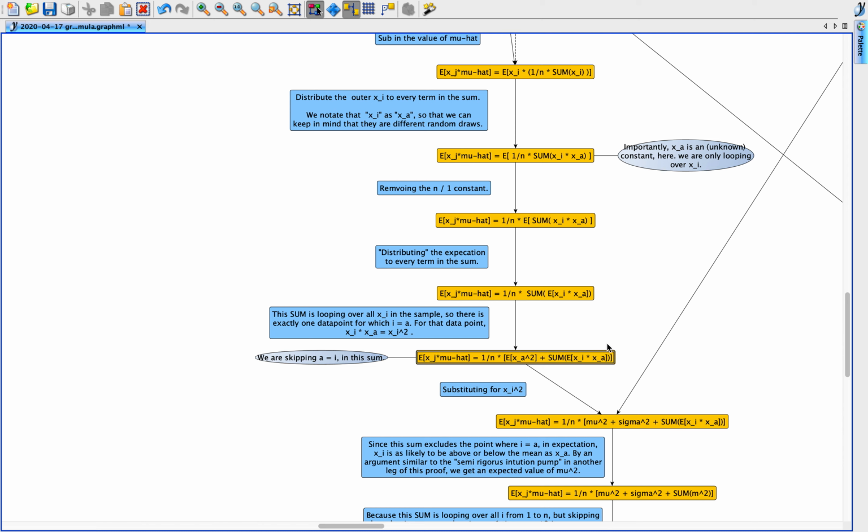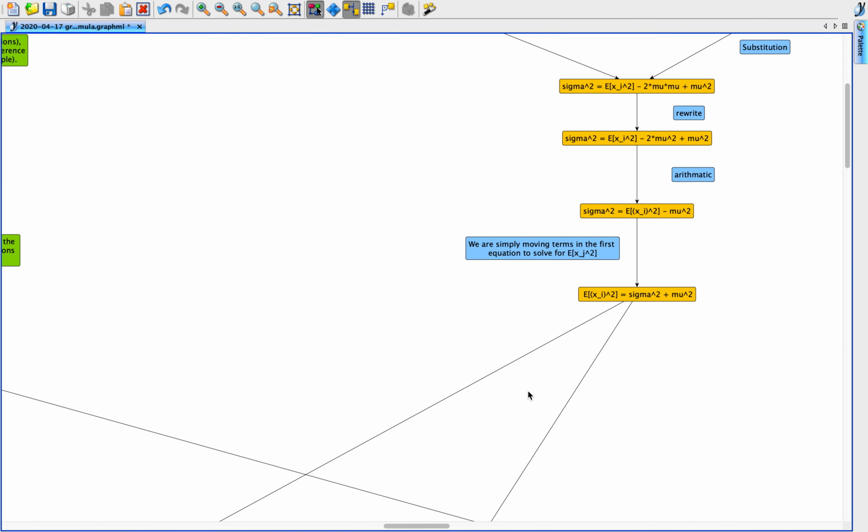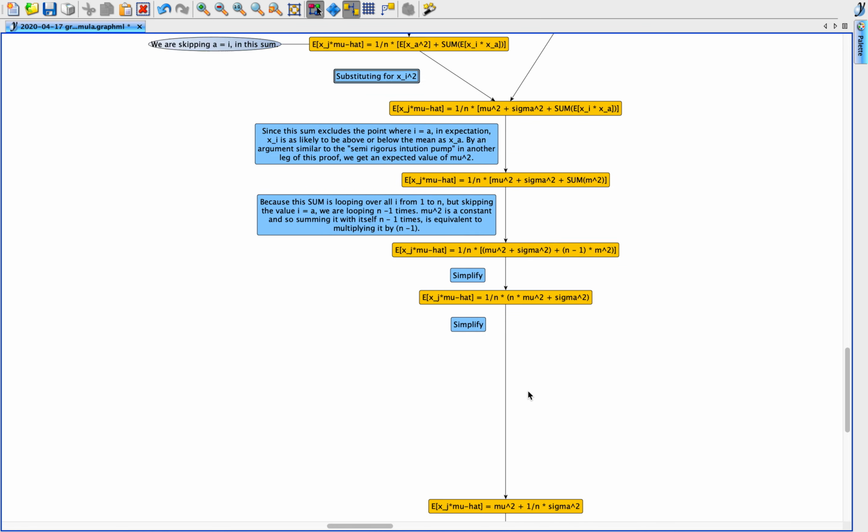I don't know why it would come out. This is not a constant. xa is not a constant because it could be any random draw, and so xa squared is not a constant. And so we can substitute for xi squared. Right, there's even an expectation there.